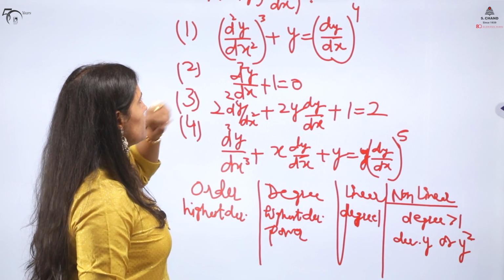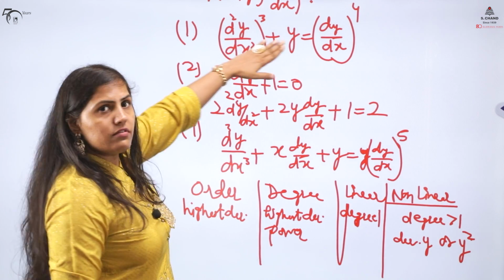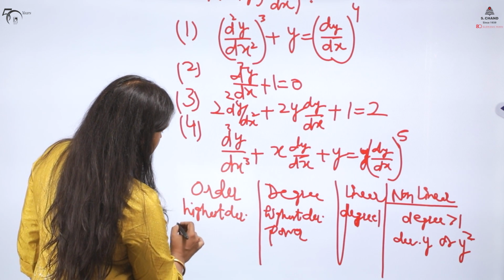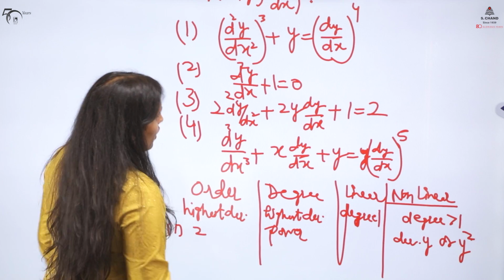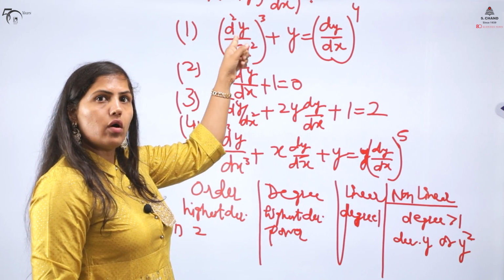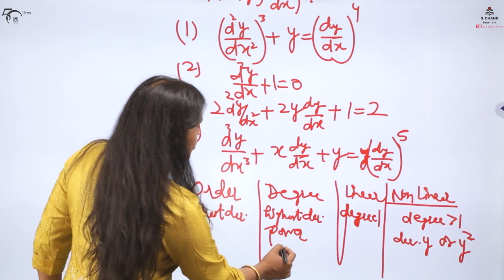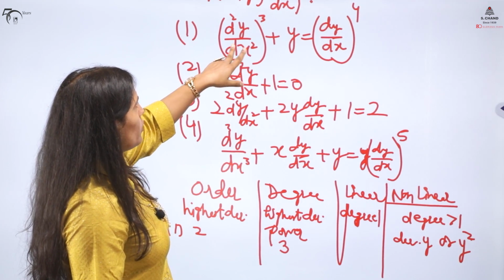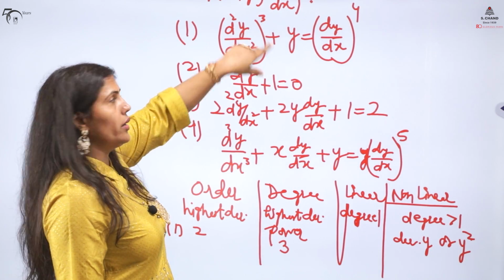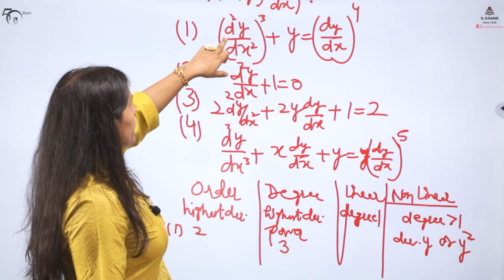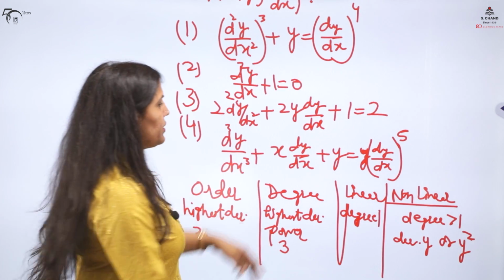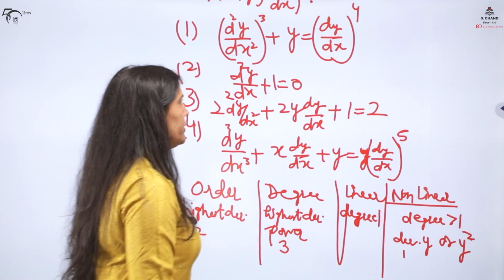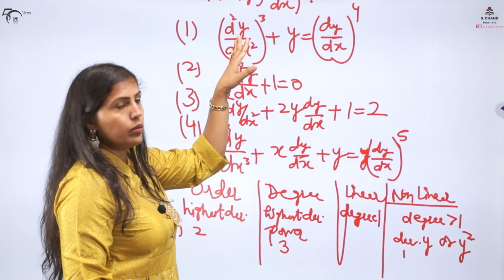I will start with the first example. In the first example, what is the highest derivative? That is 2. It means the order is 2. What is the highest derivative degree? That is 3. So, it means degree is 3 for the first case. Now, whether this is linear or non-linear, you can see the degree is not 1, it means this is non-linear. So, the first one is non-linear because the degree should be 1.